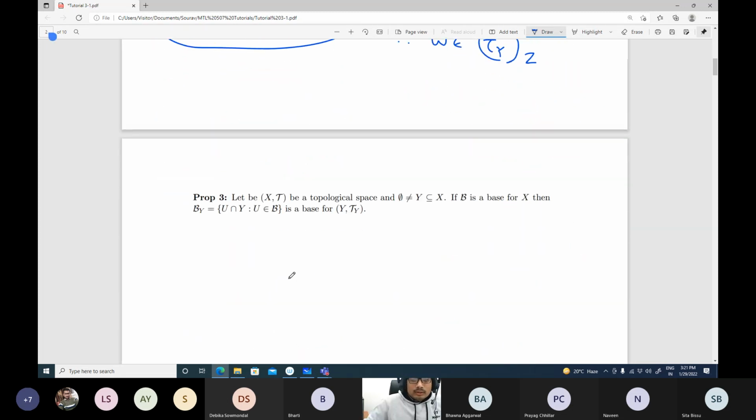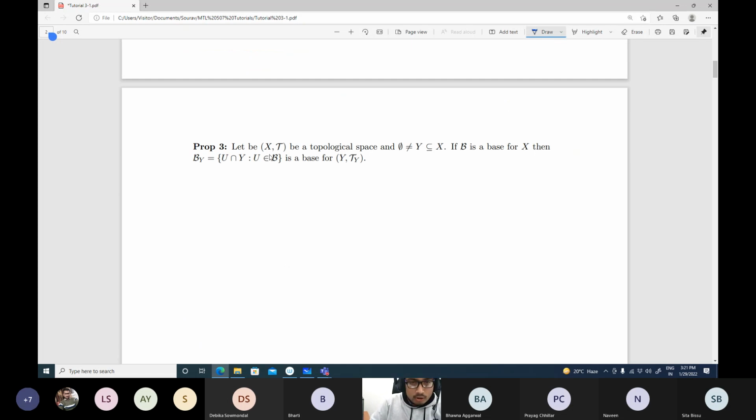Let's come to the next problem. Here we have a topology tau on X, and we took a subset Y. Of course, it's non-empty, because with the empty set we have nothing to deal with. So we take a non-empty subset Y, then as usual we can define a subspace topology on Y, say it is tau Y. Then if script B is a base for X, tau, then if we consider this collection, this will be a base for Y, tau Y. Okay, so is it clear?